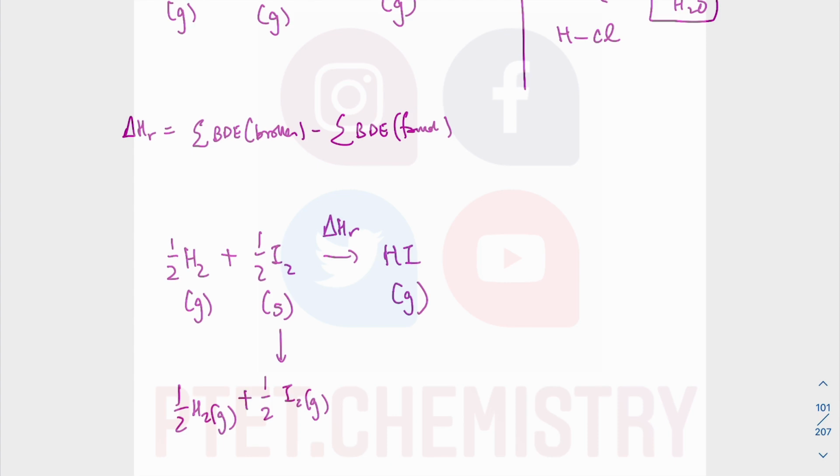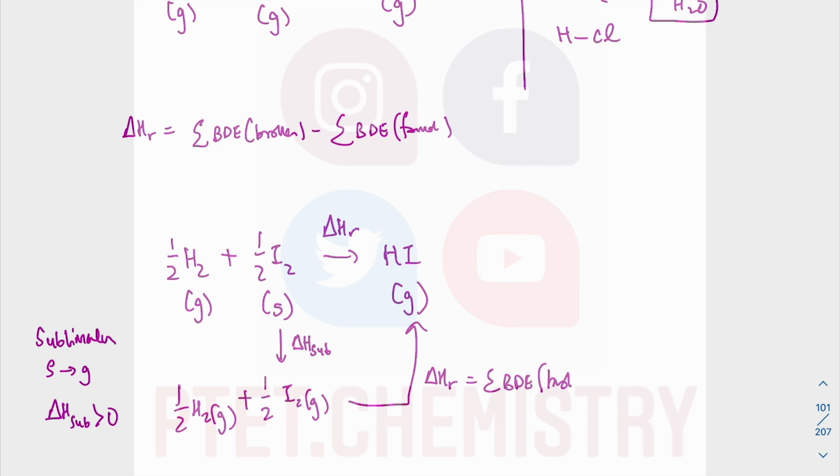You just have to convert the solid into the gas, and this is going to be the sublimation. If I just write sub there, it refers to the process of converting a solid to a gas. You require breaking the intermolecular forces to separate them from being a solid to become a gas. It is definitely going to be greater than 0. And then you can use bond energy broken minus the sum of bond energy formed, because now you have gas going to gas.